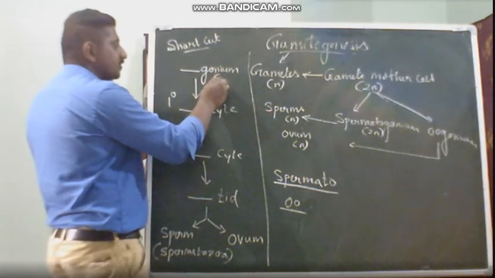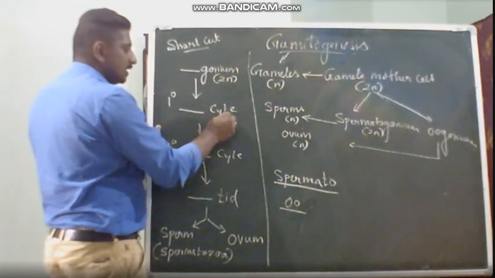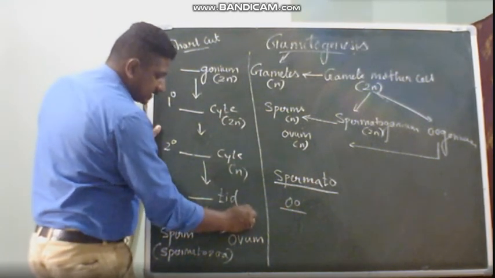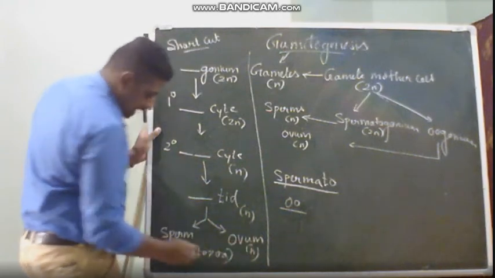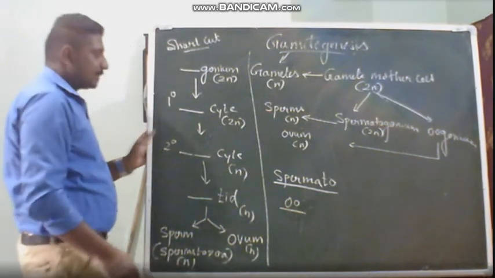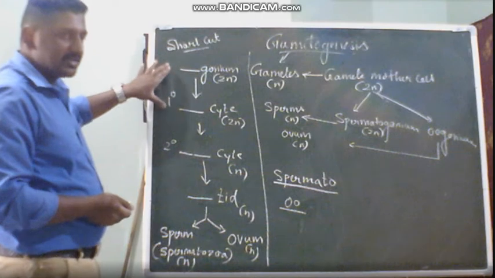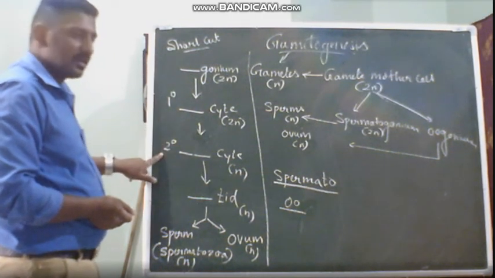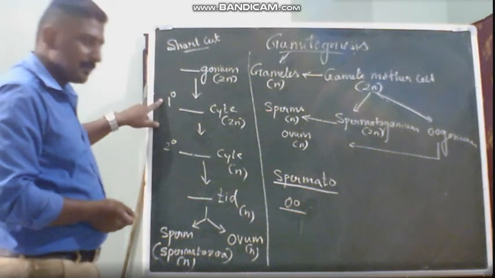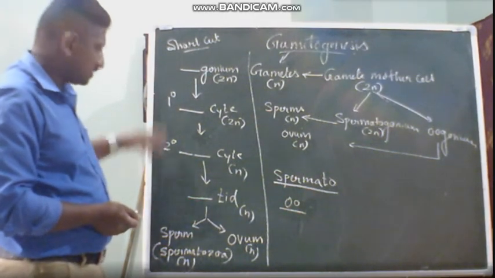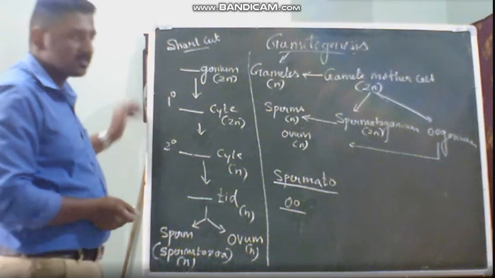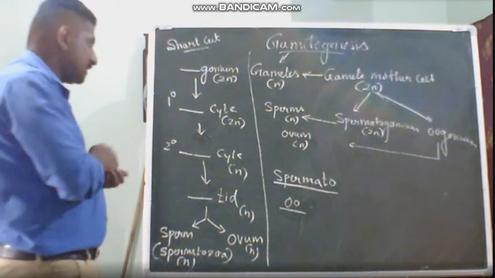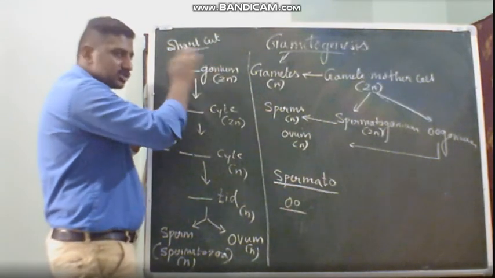And the ploidy of gonium is diploid. Yes, this is also diploid. This is haploid. This is haploid. This is also haploid. That means, where is meiotic division taking place? In the primary oocyte or in the secondary oocyte, or in primary spermatocyte, secondary spermatocyte? Primary. Yes, that means in this case, it's a shortcut, children.